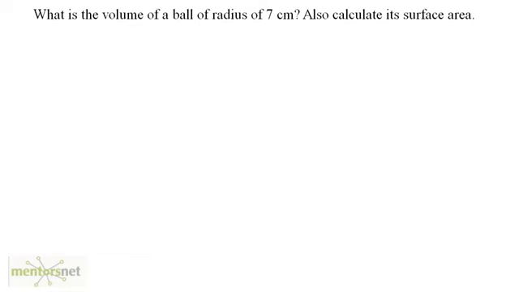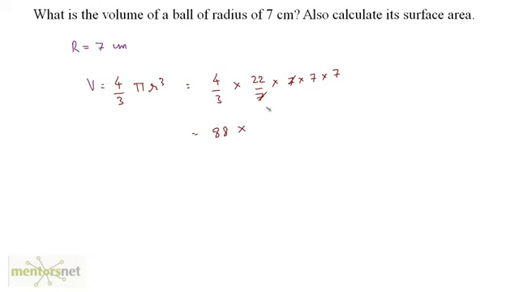What is the volume of a ball of radius 7 centimeters? We have also been asked to calculate its surface area. We've been given the radius, and that's 7 centimeters. The volume of a sphere is equal to 4 by 3 pi r cube, right? So this is equal to 4 by 3 times pi, which is 22 by 7, times r cube. That's 7 times 7 times 7, isn't it? 7 and 7 get cancelled. What we have is 4 times 22 is 88, times 7 is 49, by 3. And 88 times 49 is 4312, and this is divided by 3. When it is divided by 3, you will get approximately 1437.33.